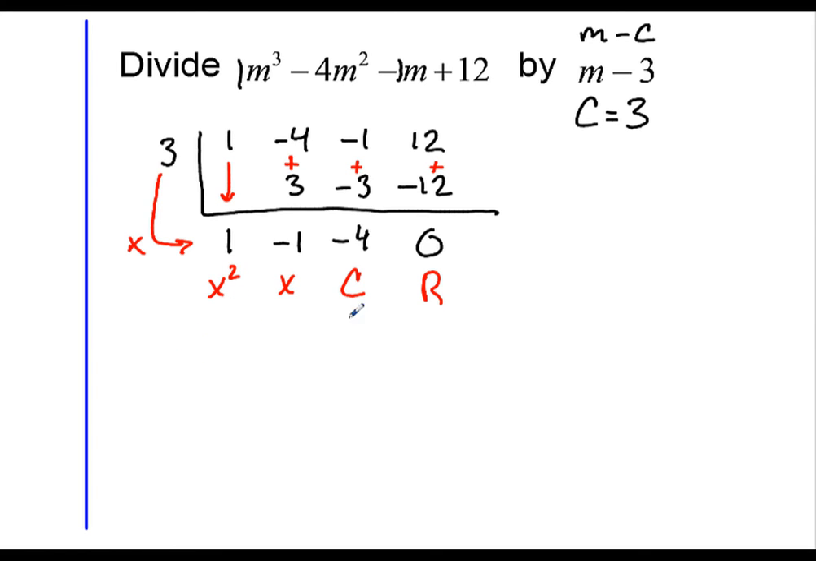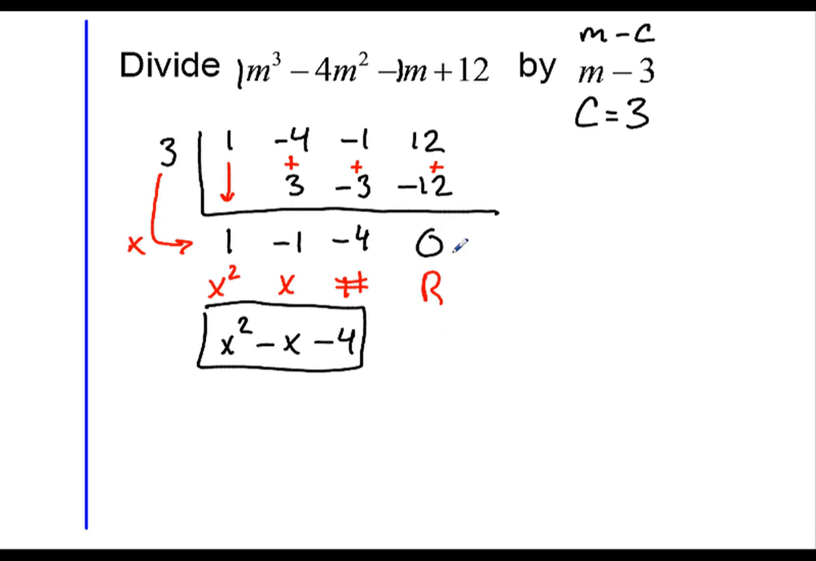Instead of calling this a c, I could see how that could be confusing with this c. Why don't we call this spot right here the number, the number at the end with no variables next to it. So now let's write out our answer. We have a 1x squared minus x minus 4, and that 1 in front is really optional. And I end up with nothing after here because there is no remainder.